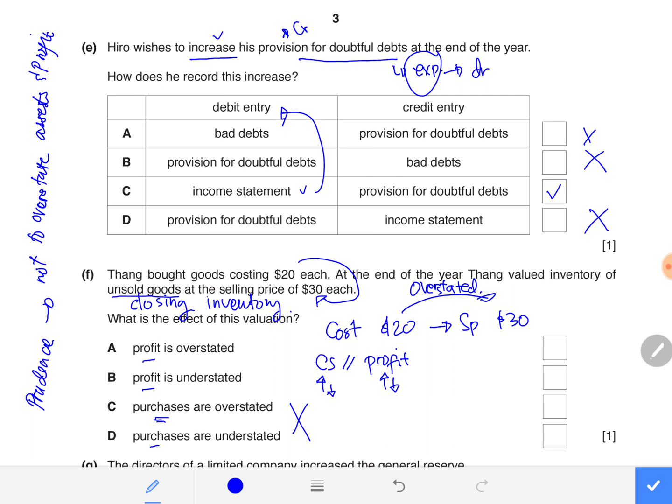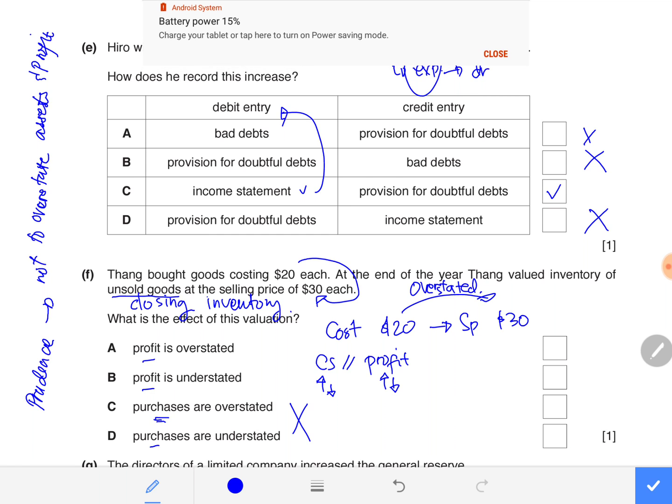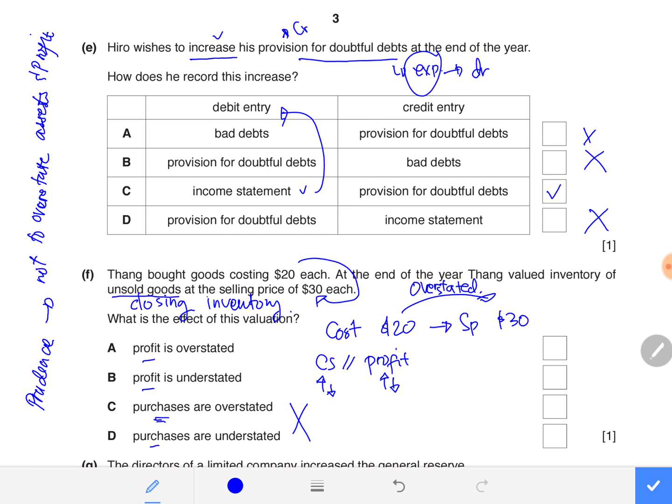So closing inventory has a parallel effect to the profit. If your closing inventory has been overstated, remember this rule, closing inventory has a parallel effect to profit, that means profit is also overstated. So the effect of this valuation is profit is overstated. So the answer is A.